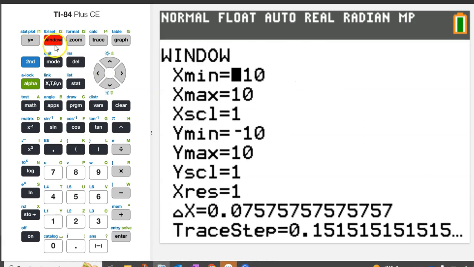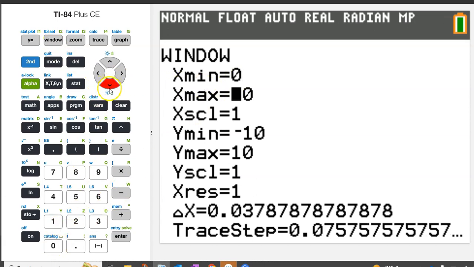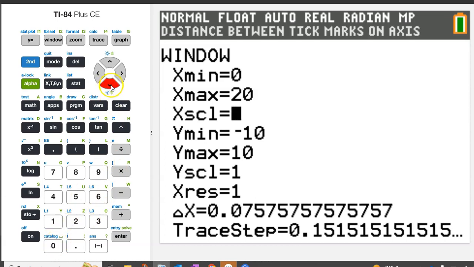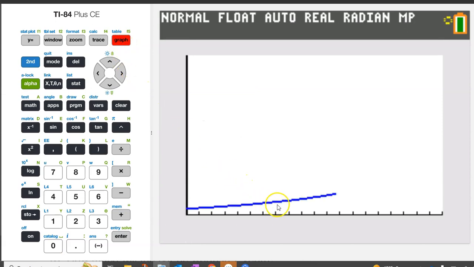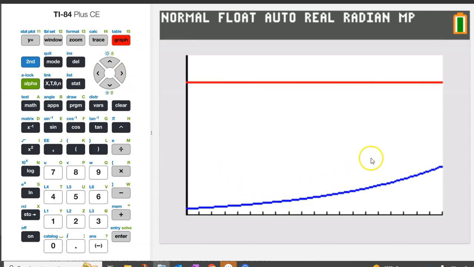So hit the window button, and we will let x min be 0, and like I said, I will set x max to 20 years, and if I need to make that bigger, I will adjust. Y min can be 0, but y max needs to be over 100,000. So I'm going to put 120,000. Let's hit graph and see what we've got. Okay, it's going to take longer than 20 years.